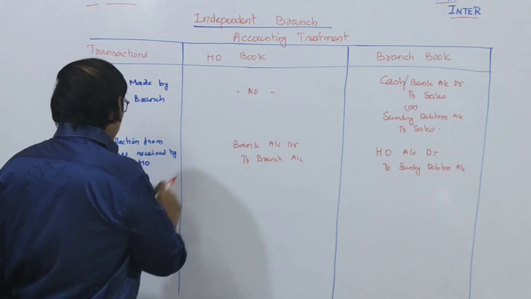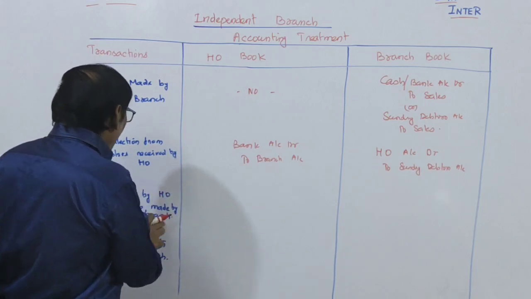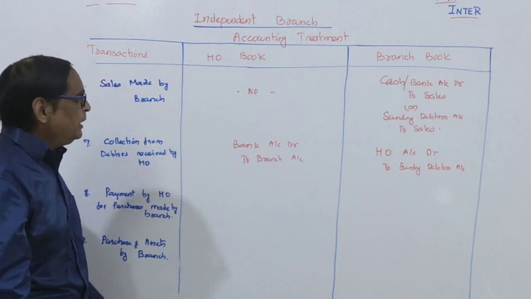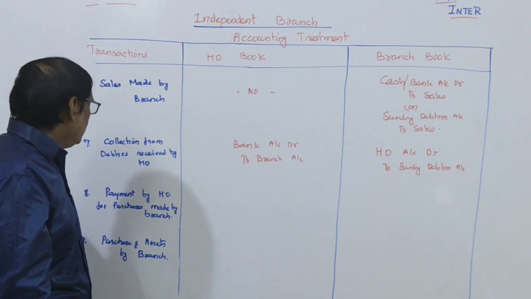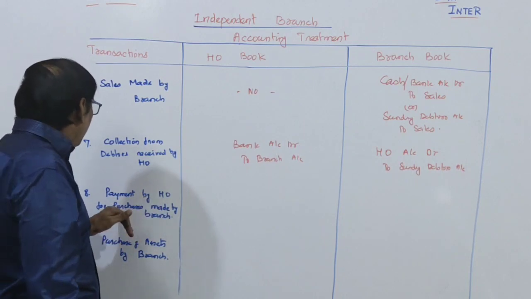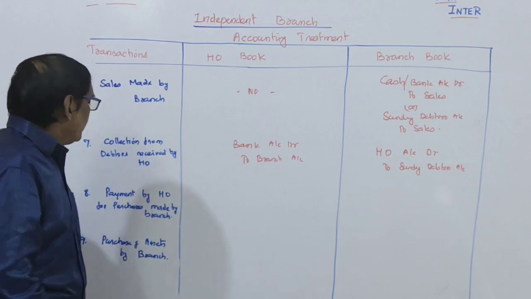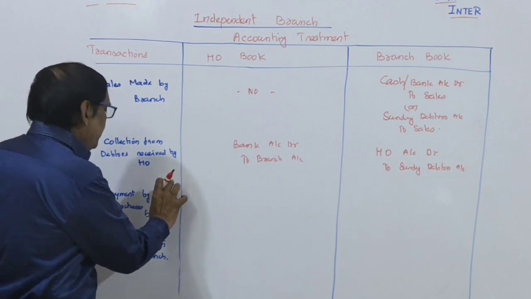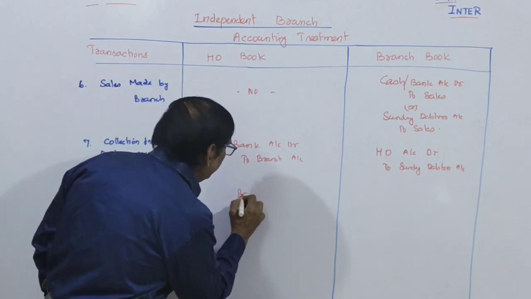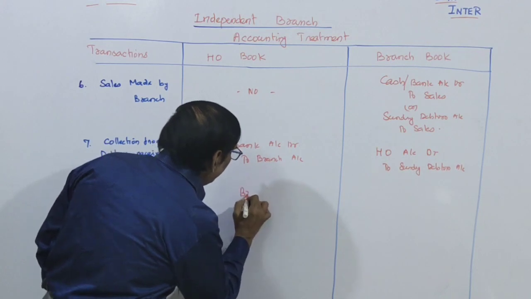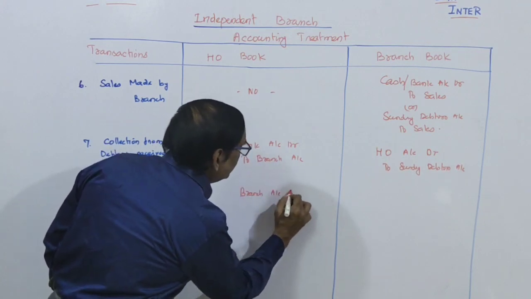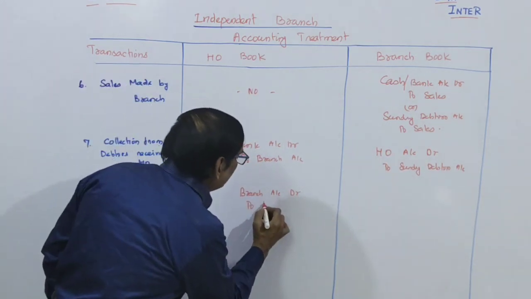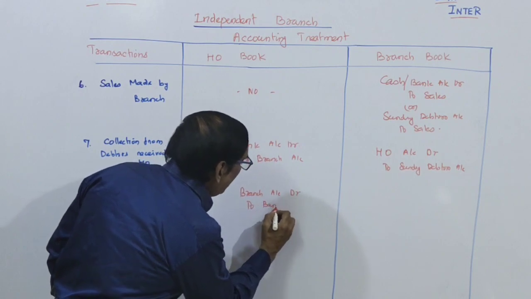Clear? And then payment by head office for purchases made by branch. Normally, if purchases are made by branch, the branch has to meet that purchase cost. But here, the payment is by head office. So what will be the entry here? On behalf of branch, it has paid. So branch account should be debited, to the payment made by the head office. So, credit the giver. What goes out there? Bank or cash.